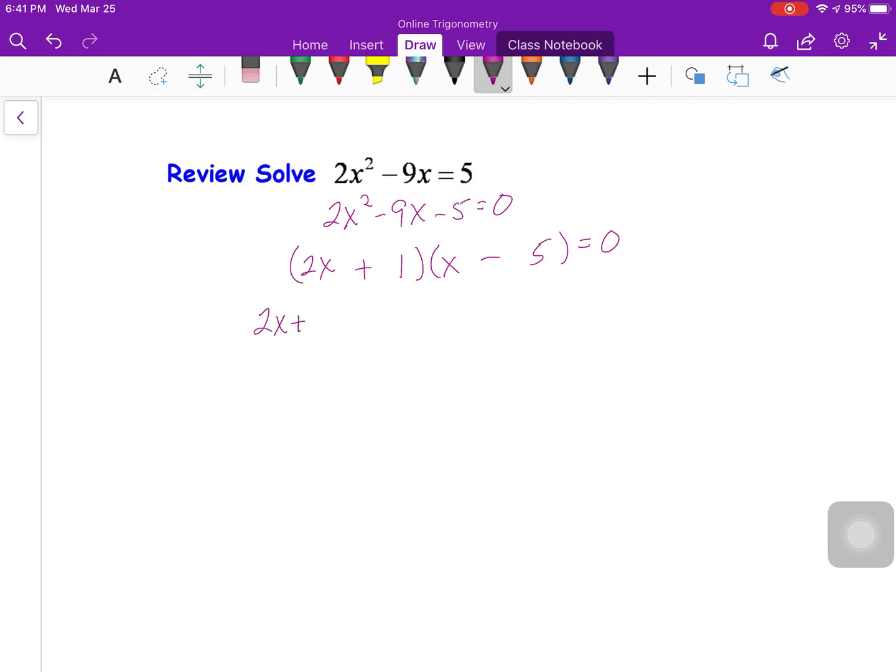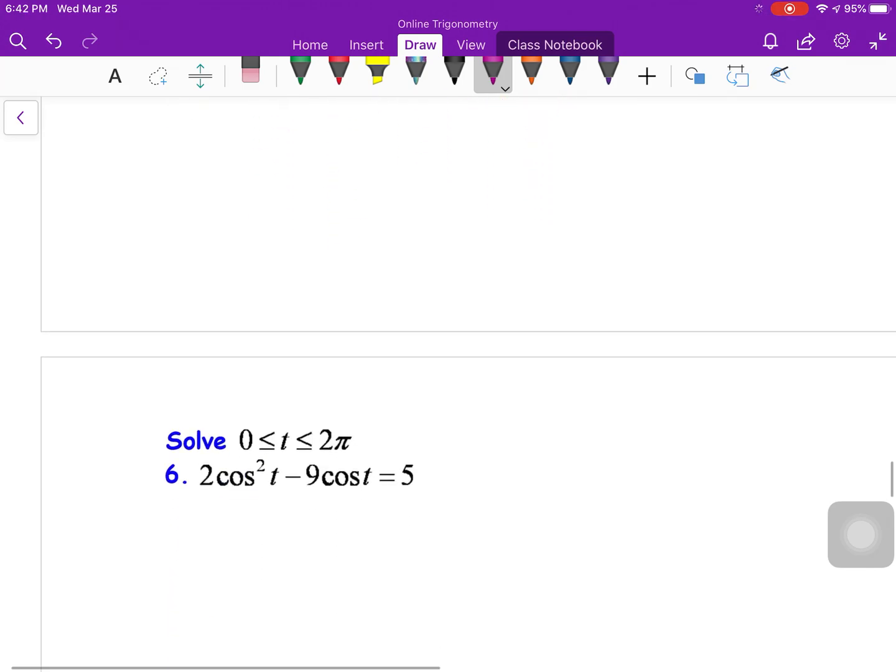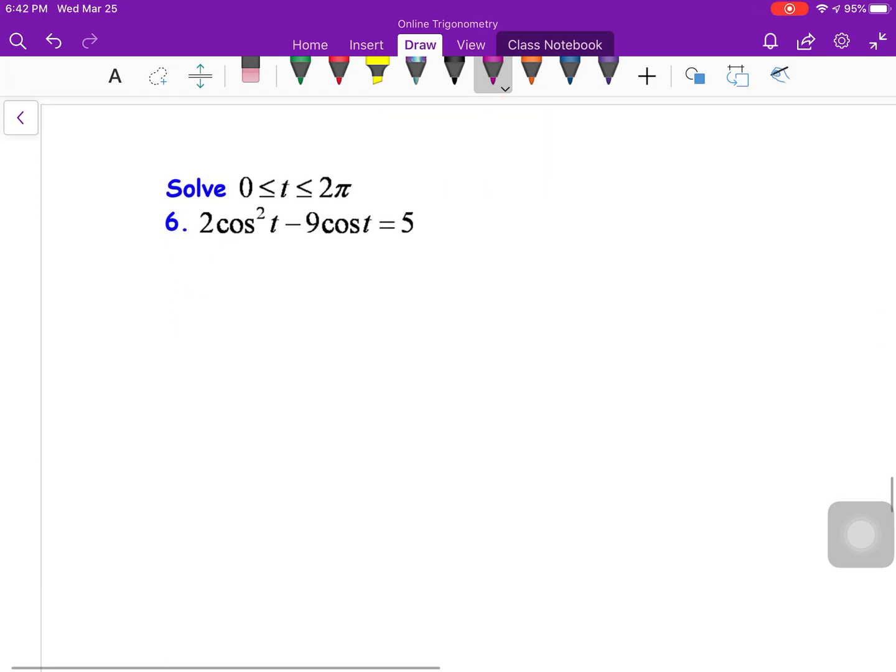Then I set each of those factors that contains a variable equal to 0. Here I end up subtracting 1 and dividing by 2. Here I just add 5. Now, of course, this isn't the problem we're going to have in our trig class. We're going to have a trig problem where we factor. So let's take a look at one of those. First of all, are we in degrees or radians? Well, according to this piece right here, we're in radians. We're still restricted to 1 rotation.